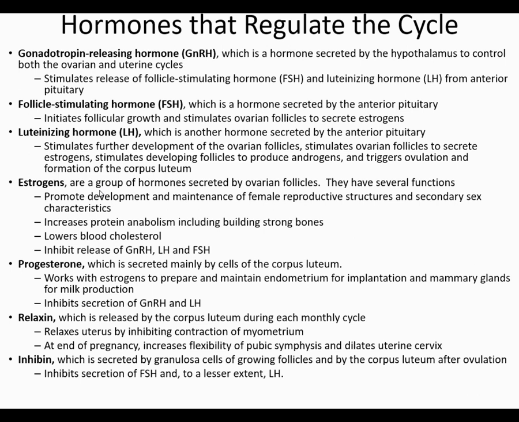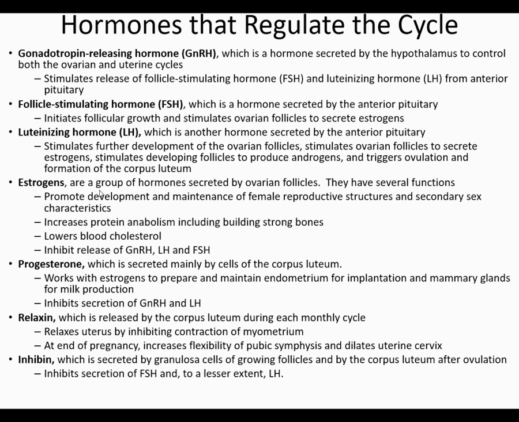And then relaxin, released by the corpus luteum as well, relaxes the uterus by inhibiting contraction of the myometrium. And at the end of pregnancy, it's very important because it increases flexibility of the pubic symphysis, which means that the hips can separate a little bit, and it helps to dilate the cervix for the baby to start pushing through.